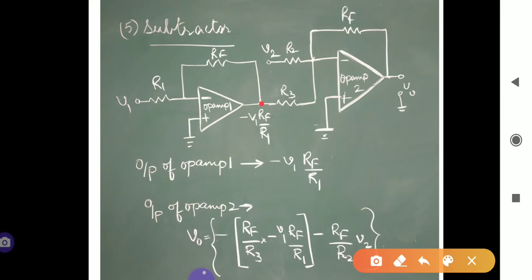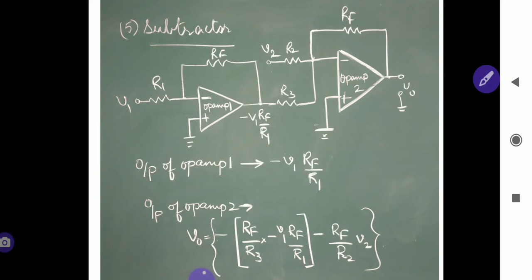So let's consider op-amp number 1. Output here, nothing to be confused. We already know the answer: RF divided by R1 into V1 with a minus sign. So the output we are having is minus V1 into RF by R1. That's what I've written here: output of op-amp 1 is minus V1 into RF by R1. No issues there.